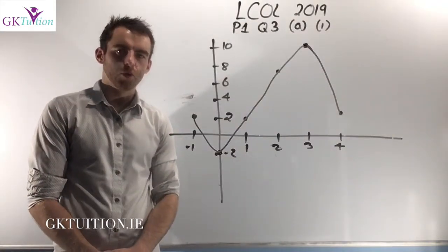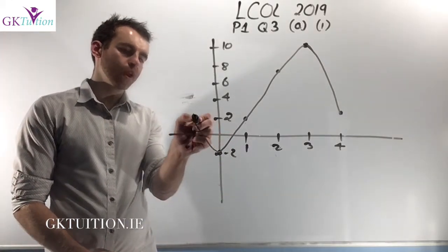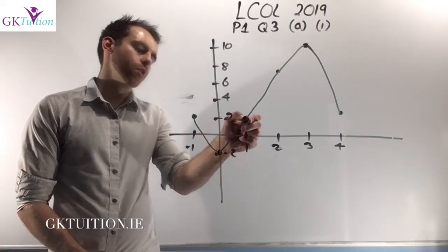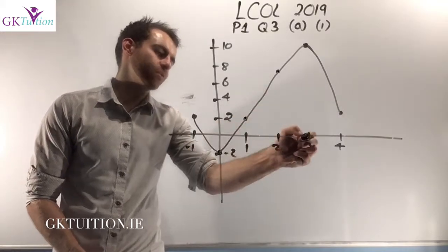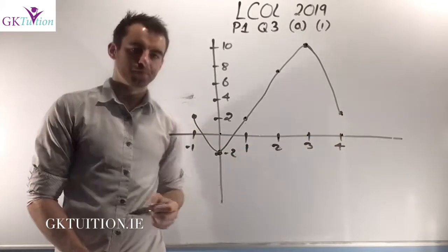So once we've worked out our coordinates, we just plot them on our graph. The first one is x is minus 1, y is 2. Then x is 0, y is minus 2. X is 1, y is 2. X is 2, y is 8. X is 3, y is 10, and then x is 4, y is 2.